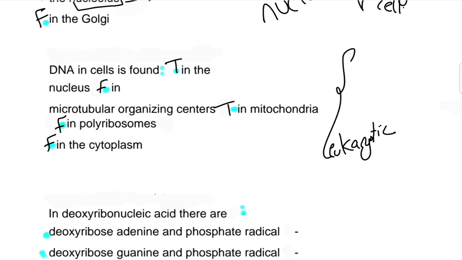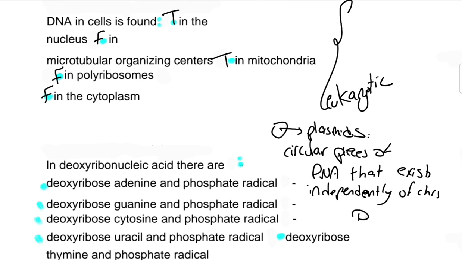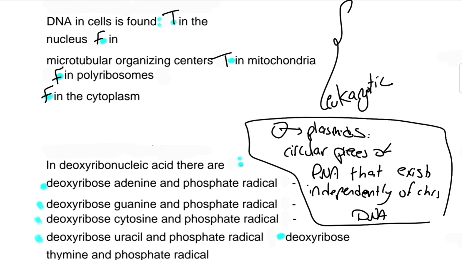But if they said prokaryotic, yes, DNA exists in the cytoplasm in a zone called the nucleoid. And DNA can still exist in the cytoplasm in small vesicles called the plasmids. So let's write it as a note: plasmids are circular pieces of DNA that exist independently of chromosomal DNA. These plasmids do exist in the cytoplasm, but they just exist for the prokaryotes. Here I'm speaking about the eukaryotes.